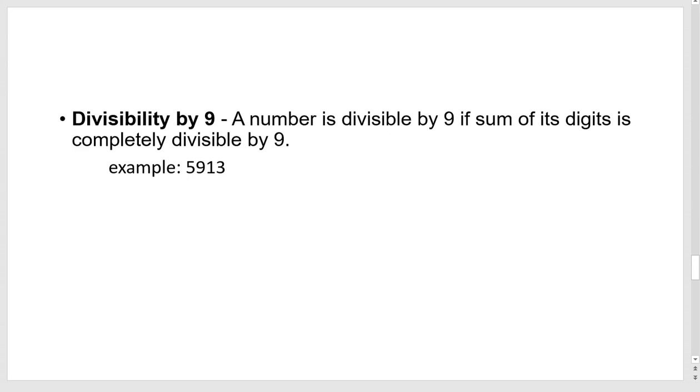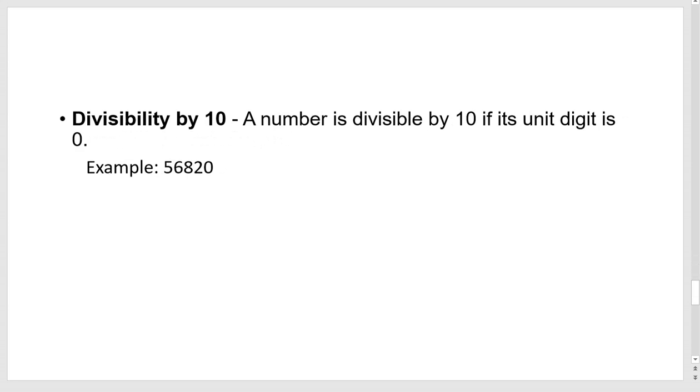And finally divisibility 9. A number is divisible by 9 if the sum of the digits is completely divisible by 9. So we can sum all the digits of a given number, and if the sum is divisible by 9, then the number is divisible by 9. And divisibility rule 10 is similar to divisibility rule 5, where in rule 5 the units place contains 0 or 5, whereas in divisibility rule 10 it contains only 0. If the units place contains 0, it is absolutely divisible by 10.